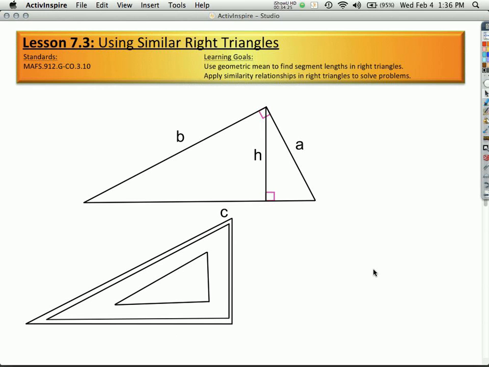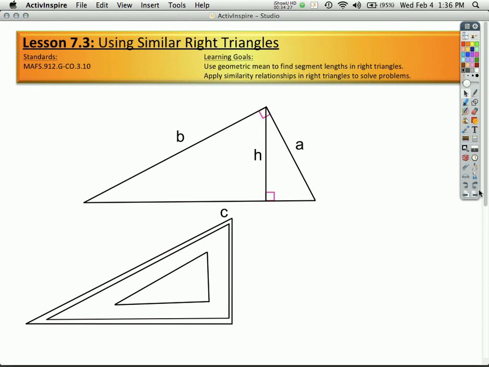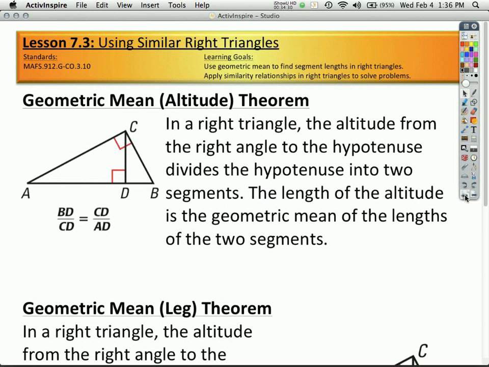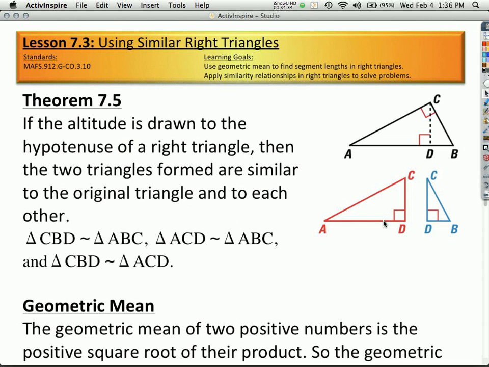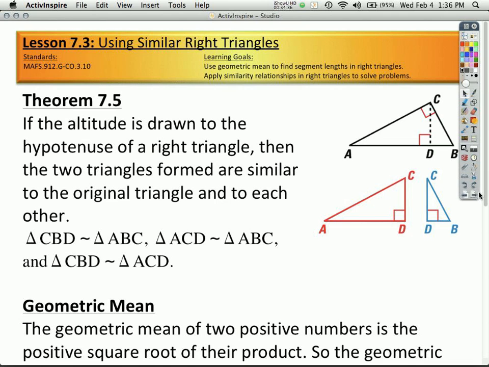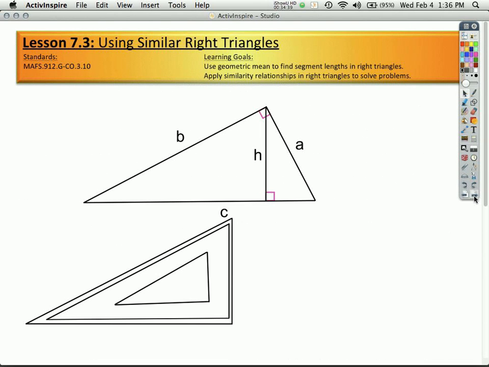One second. So that's what is going on in theorem 7.5. That's where we get these similarity statements. Here it was harder to see because they weren't rotated around. But what happens is that we get three similar triangles. And because they're similar, we can actually find pieces of information because they're now proportional, which is what we spent a large part of the last chapter studying, that similar figures are in proportion. So we're going to utilize this idea to solve some problems.